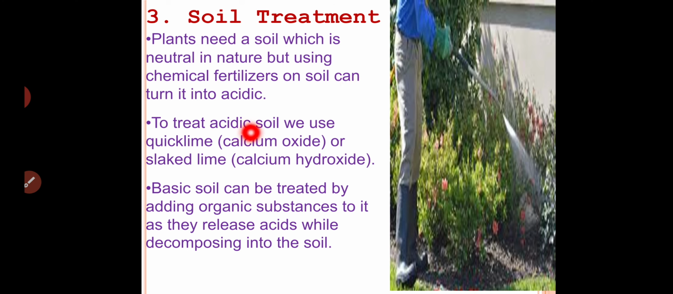To treat the acidic soil, we use quick lime, that is calcium oxide, or slaked lime, that is calcium hydroxide. We may use calcium oxide or calcium hydroxide, right? Basic soil can be treated by adding organic substance to it, as they release acids while decomposing in the soil. So when the soil is acidic, we use calcium oxide or calcium hydroxide, and when the soil is basic, we use acidic substances from the decomposing of organic matter.